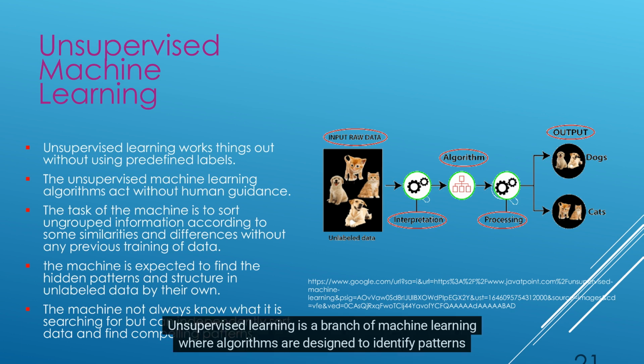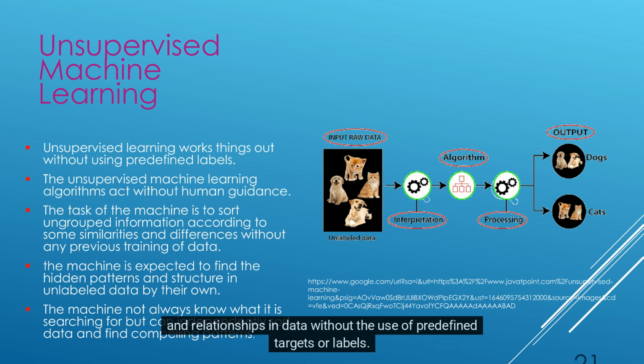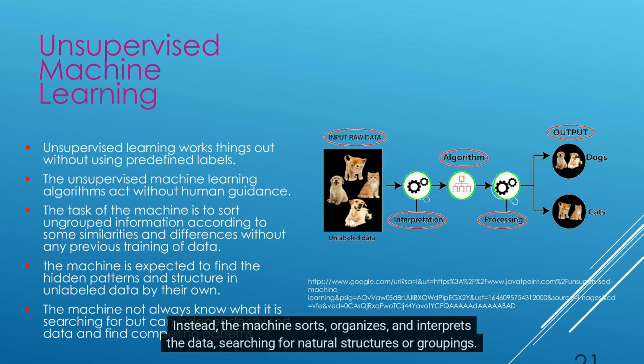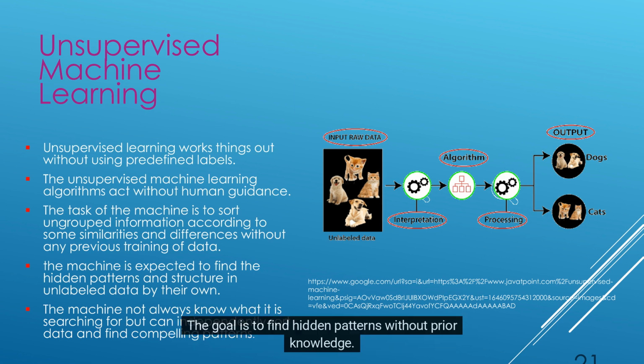Unsupervised learning is a branch of machine learning where algorithms are designed to identify patterns and relationships in data without the use of predefined targets or labels. No ground truth or prior instruction is guiding the algorithm. Instead, the machine sorts, organizes, and interprets the data, searching for natural structures or groupings. The goal is to find hidden patterns without prior knowledge.